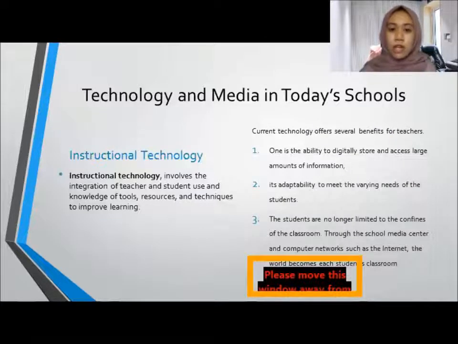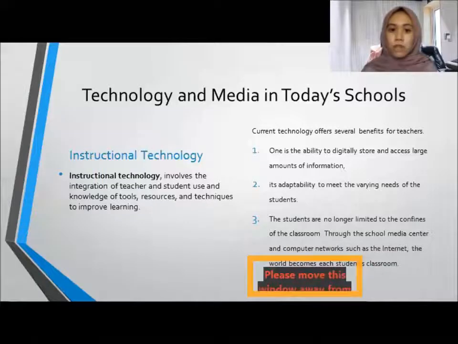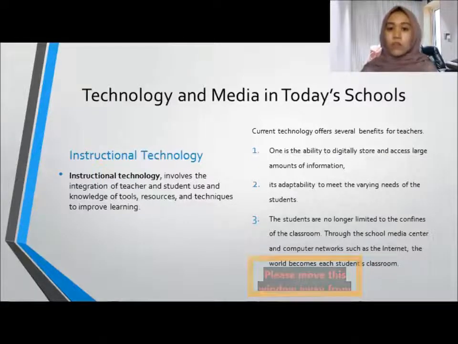Technology and media in today's school. There is a term, instructional technology. It involves the integration of teacher and student use and knowledge of tools, resources, and techniques to improve learning. To promote student learning, teachers need to know the characteristics of their learners. They need to know the appropriate media that they will use in learning.